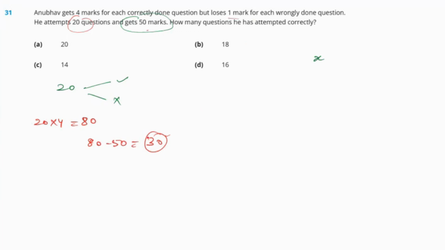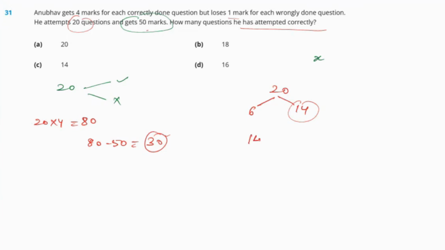And for every wrong answer, he is losing 1 mark. So 80 marks should be awarded for the correct answers only, but 1 mark is subtracted for every wrong answer as well. So how many questions he attempted correctly, that we need to figure out. Out of 20, we are going with the trial and error method. Out of 20, let's take 14 questions he marked correctly and 6 questions that he marked incorrect, because that makes sense over here.